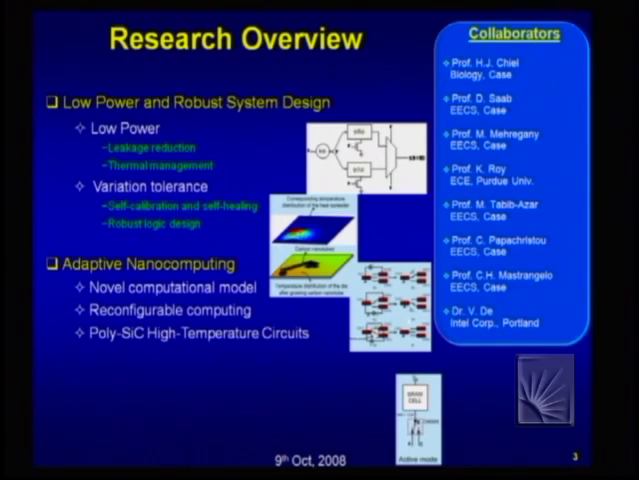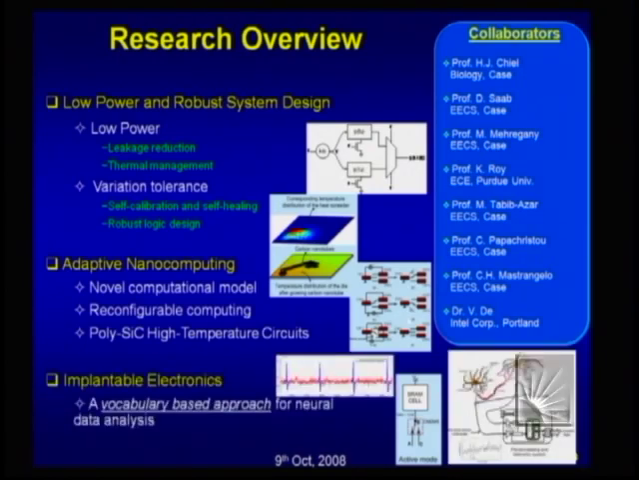We work on another topic called adaptive nanocomputing. There are recent or emerging devices coming into the picture like carbon nanotube, molecular crossbar, single electron transistor, or quantum dot. For these devices, you need a different paradigm for computing, starting from computing model, going to architecture and circuit design techniques. So we look into circuit architecture and again computing model for these emerging nanoscale devices.